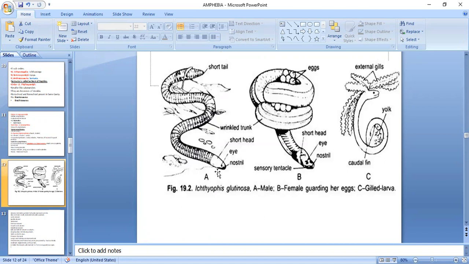And these animals, if you observe the animals, you cannot identify the eyes directly. That means the eyes are covered with small scales, and they are buried below the skin. So that's why these are known as blind worms, and they look like worms. That's why they are called blind worms.